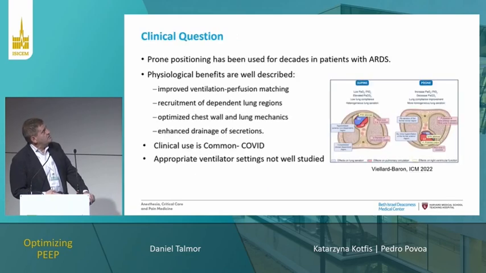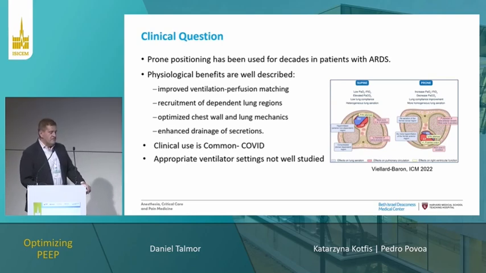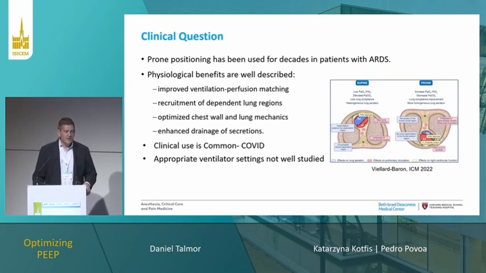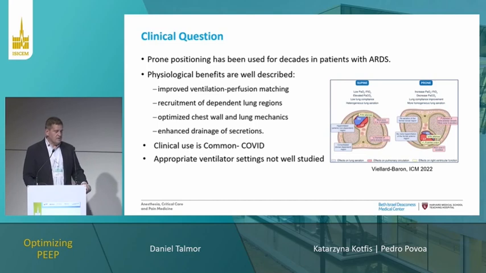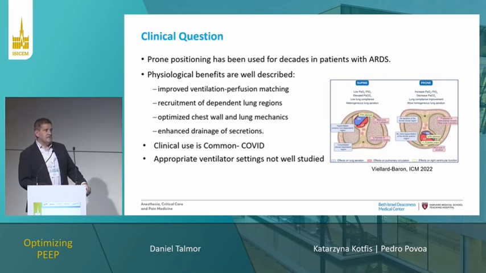Here are my disclosures. And I'm sure in the previous talks here, people have discussed the benefits of prone positioning. It's been used for decades in patients with ARDS. Physiologic benefits are relatively well described: improved ventilation perfusion matching, recruitment of dependent lung regions, optimized chest wall and lung mechanics, enhanced draining of secretions. Use is common, and of course it became much more common during COVID-19. The appropriate ventilator settings, however, have really not been studied systematically.